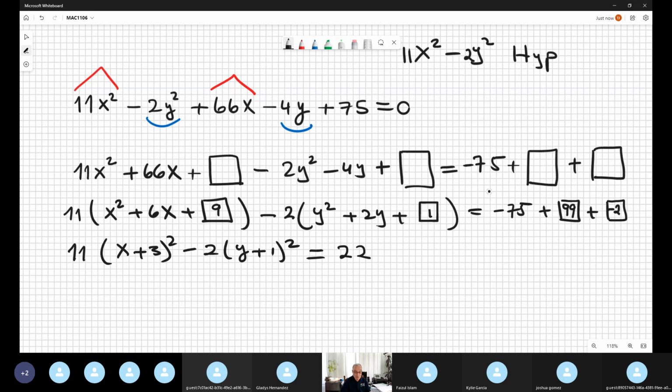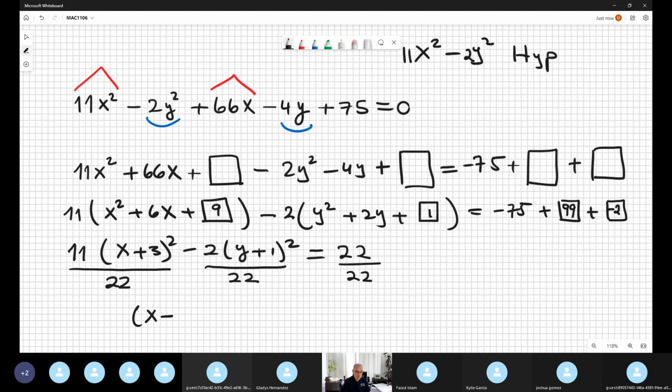Now finally remember. Okay, remember. In a standard form, the right hand side must be 1. You divide by 22 both sides.